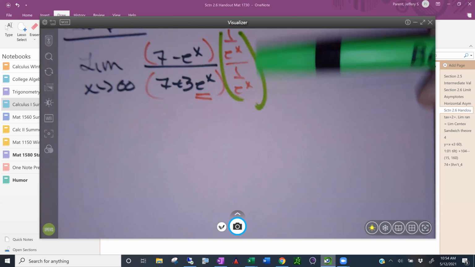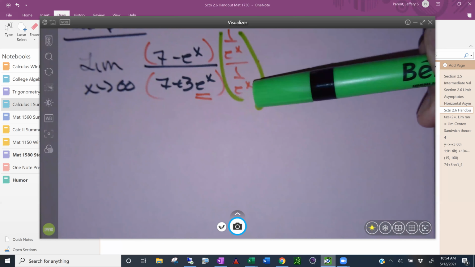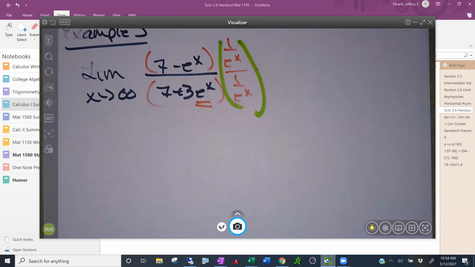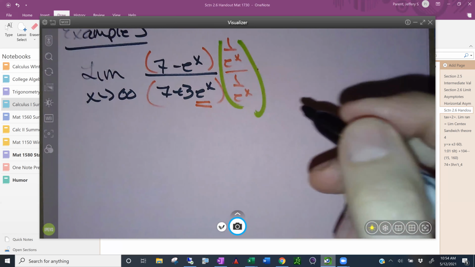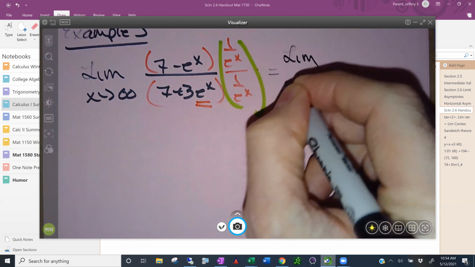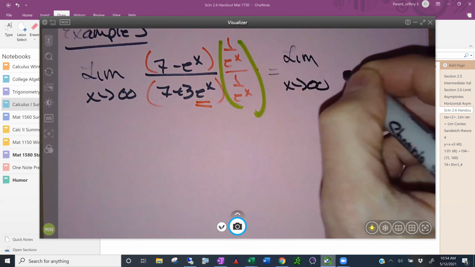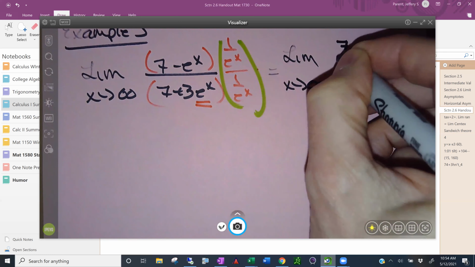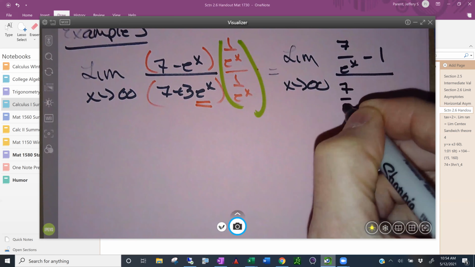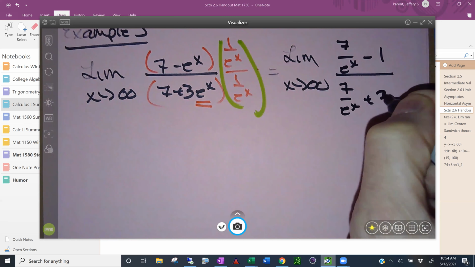This term that I have here in green parentheses is something divided by itself. And something divided by itself is 1. So I'm multiplying by 1. It's not going to change the value of my expression. If I distribute this stuff, it is going to rearrange things, and that's okay. It's still going to have the same value. But in rearranging things, I'll better be able to see the limit. I'll have 7 over e to the x minus 1 over 7 over e to the x plus 3.